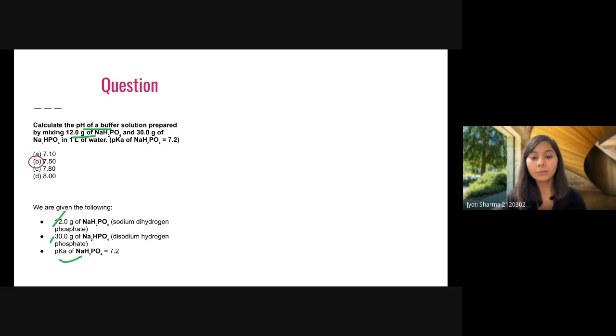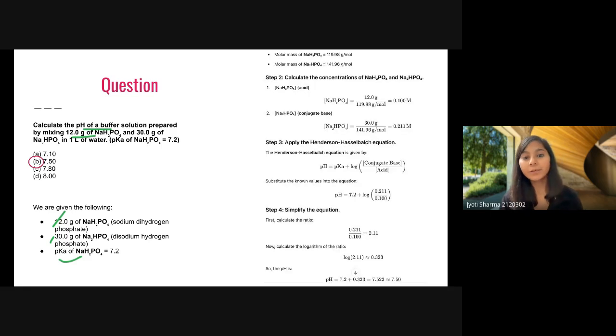So pKa is also given. How can you calculate? Just see here. First, we will calculate the concentration of the first compound. The mass is given, and the molar mass we can also calculate. So this is how we can calculate the concentration of the acid. And the other is the conjugate base, or you can say the salt of the weak acid.